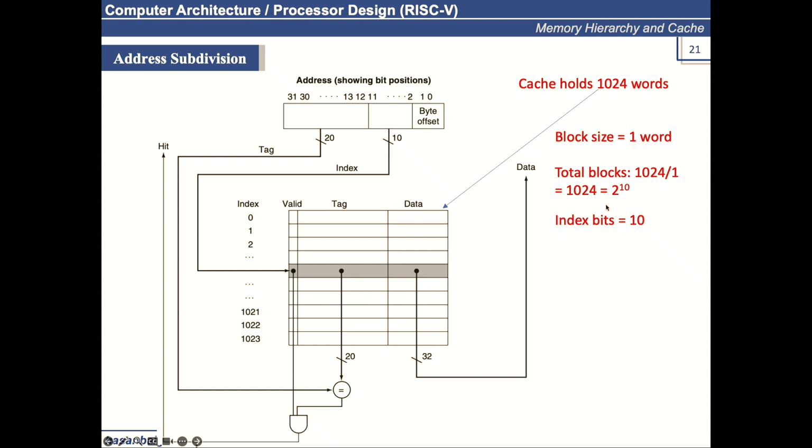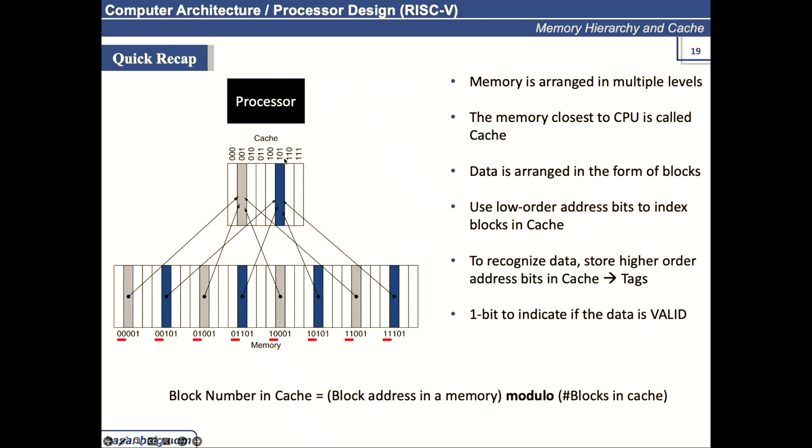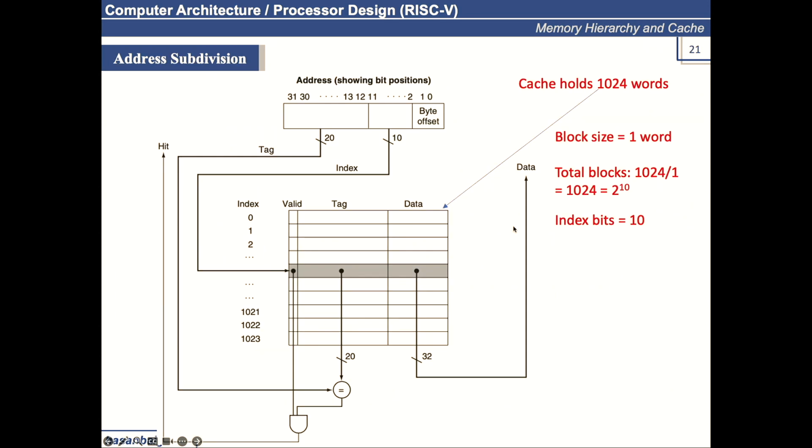If you were to represent that 1024 value as a power of 2, it will be 2 to the power 10. So we need 10 bits to address each individual block in a cache, just as we needed 3 bits to address 8 blocks in a cache. Similarly, we need 10 bits here to address each of the 1024 blocks in a cache. Understand?